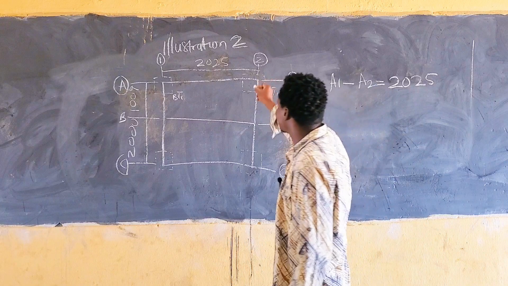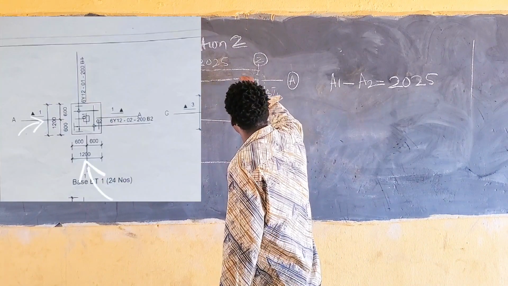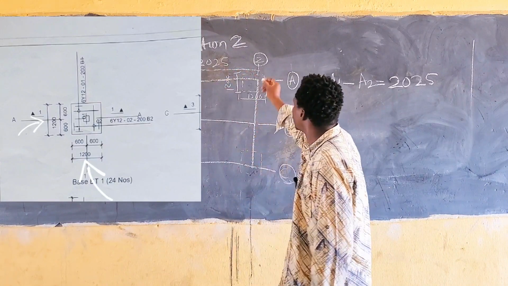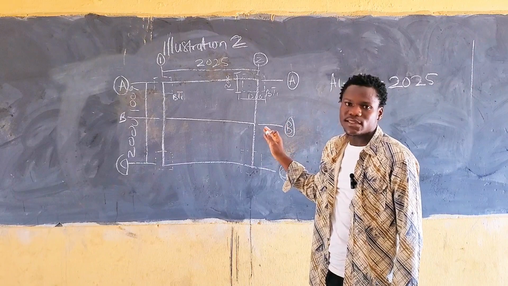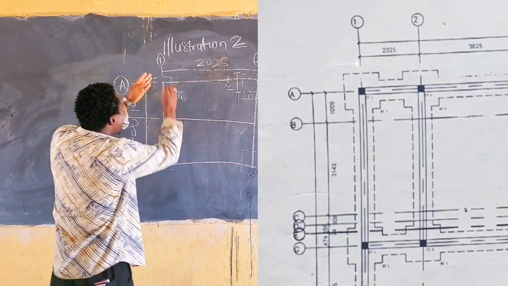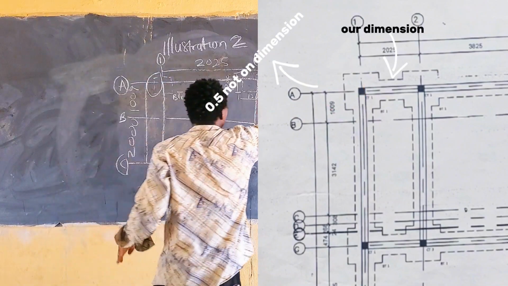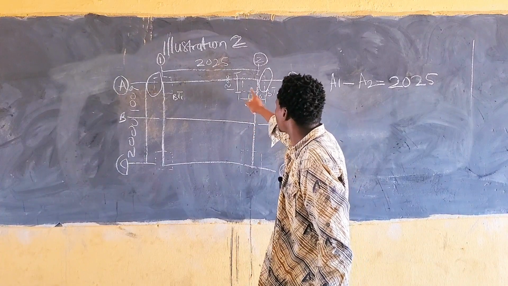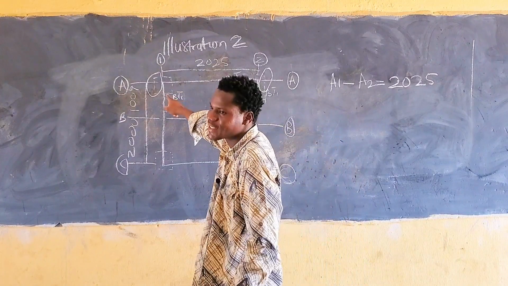So let's say for this base type, the dimension is 1200 by 1200. So what portion of our column base falls on our dimension from this A1 to A2? If you notice, only half. This half doesn't fall in our dimension and this half doesn't fall in our dimension. So we will deduct half of base type 1 from this side and half of base type 1 from this side.